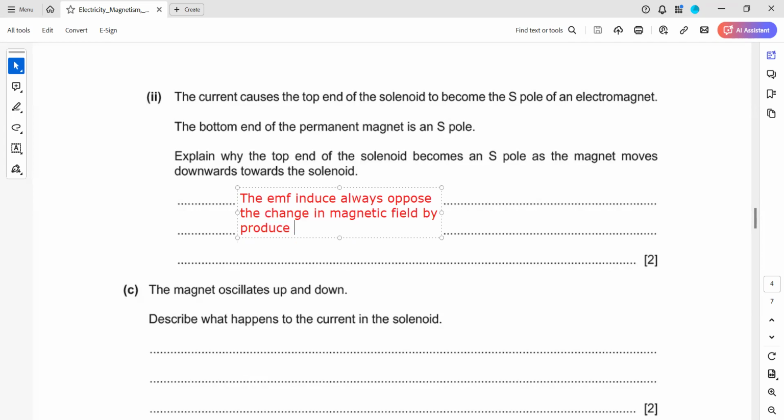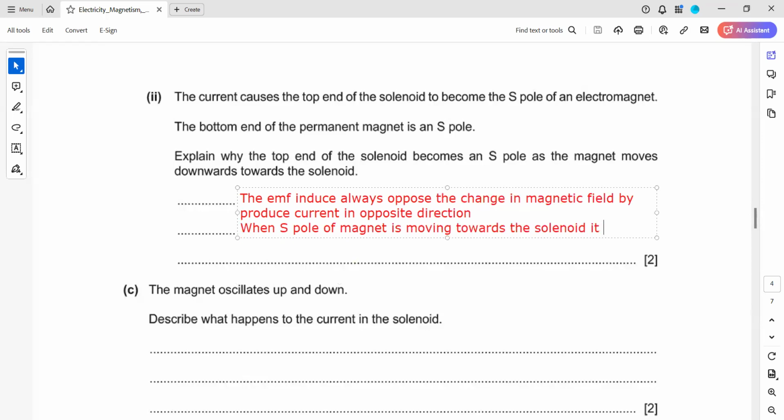By producing current in the opposite direction. So when the south pole of a magnet is moving towards the solenoid, it opposes by producing a south pole on the solenoid. So always remember, the induced EMF always opposes the change.